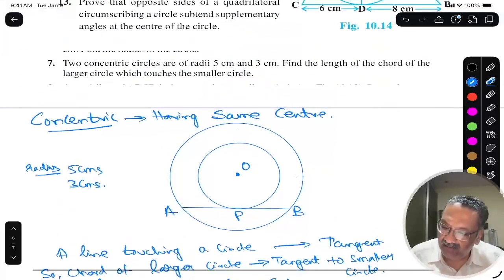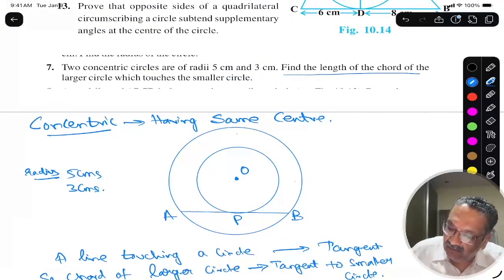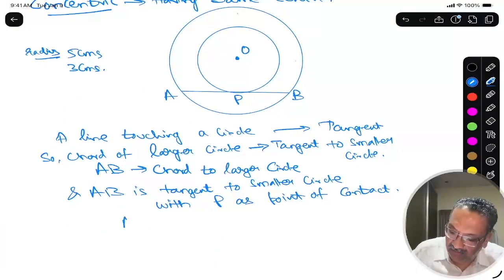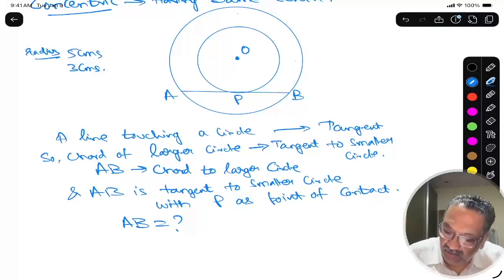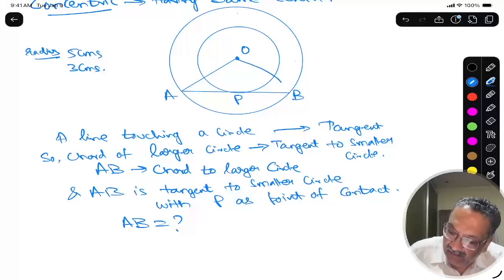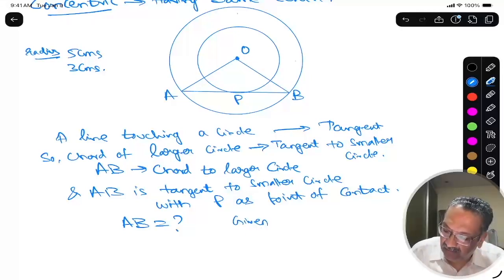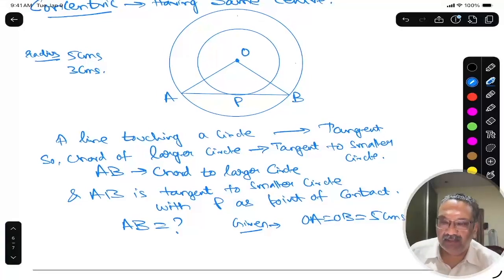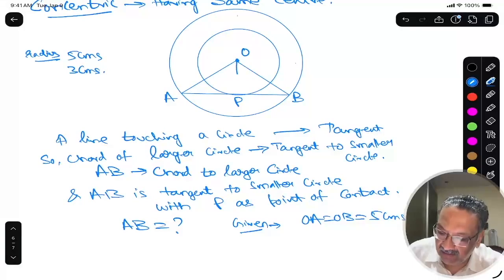Now what they have asked: find the length of the chord of the larger circle. So they want the distance AB, how much. Let us join O and A and O and B. It is given that OA is equal to OB is equal to 5 centimeters, which is the radius of the larger circle.